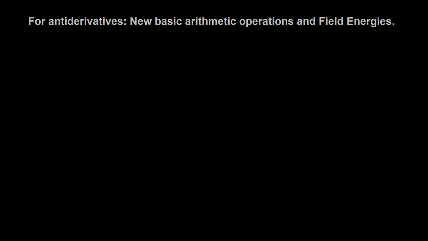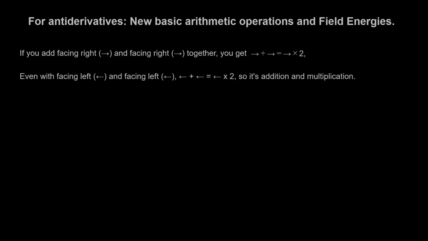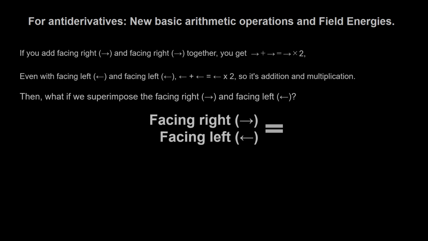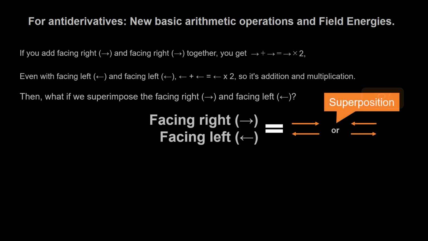First, let's explain addition and multiplication using vectors. If you add a facing right vector and a facing right vector together, you get the same with a facing left vector and a facing left vector. Then, what if we superimpose the facing right vector and the facing left vector? Do you know that the vector of the superposition will be like this? It is different from addition and multiplication.